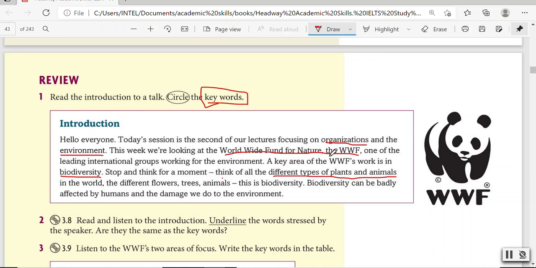Okay, we have 1, 2, 3, 4, 5. We have 5 keywords in here. These 5 words can be keywords in this passage, in this paragraph.